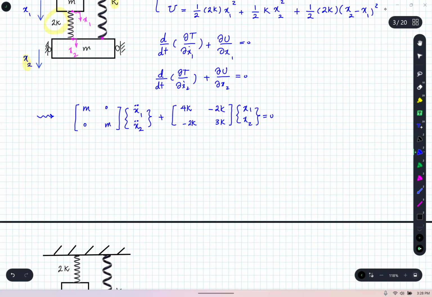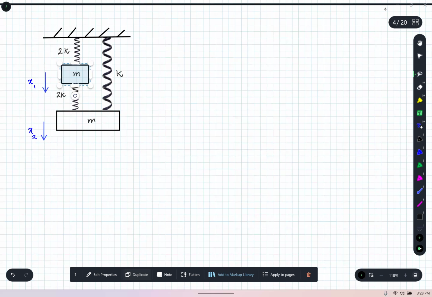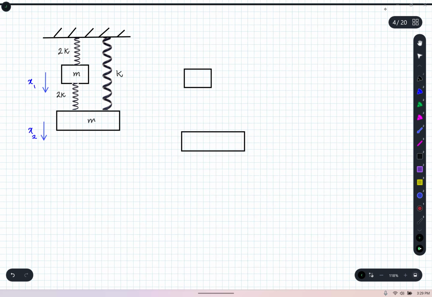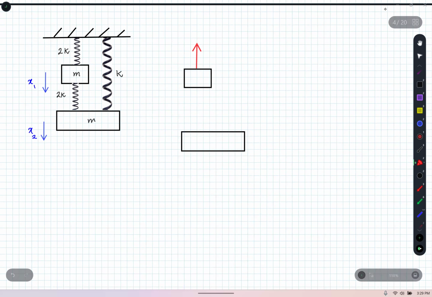For the Newton approach, we will need to draw our free body diagrams. So I have mass 1, I'll just put it there, and I have the second mass, I put it there. So I know what's going on there. All right. That part is easy for this spring: I have the force 2K stretched by x1. And that one also is easy: I have K multiplied by x2.